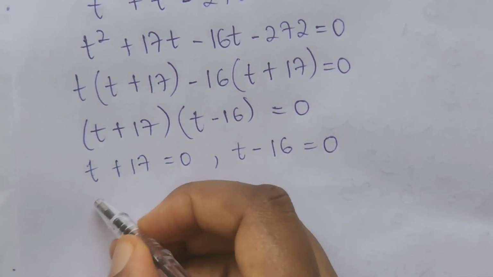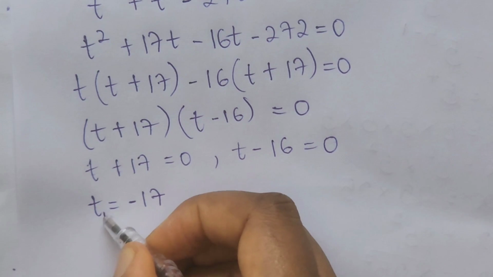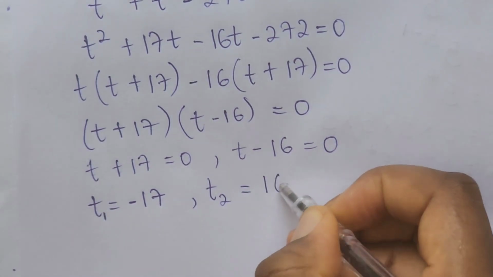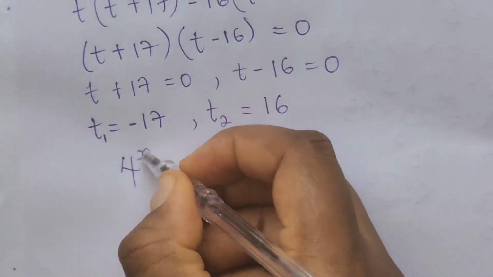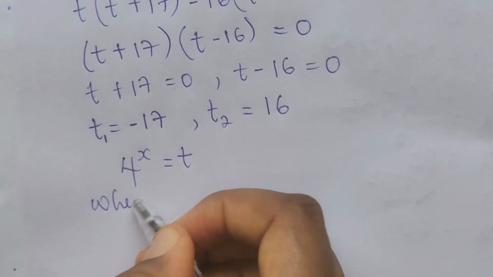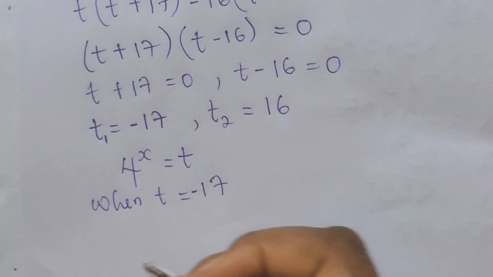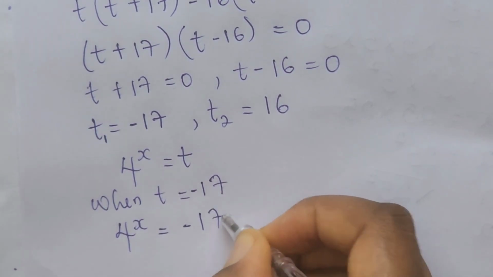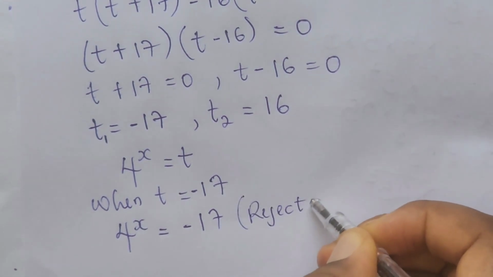So from here we have that t is equal to minus 17. Let's name this t1, and our t2 is equal to 16. But let's recall that 4 to the power of x is equal to t. So when t is equal to minus 17, we have 4 to the power of x, which is equal to minus 17. So this is rejected because it's a negative number.